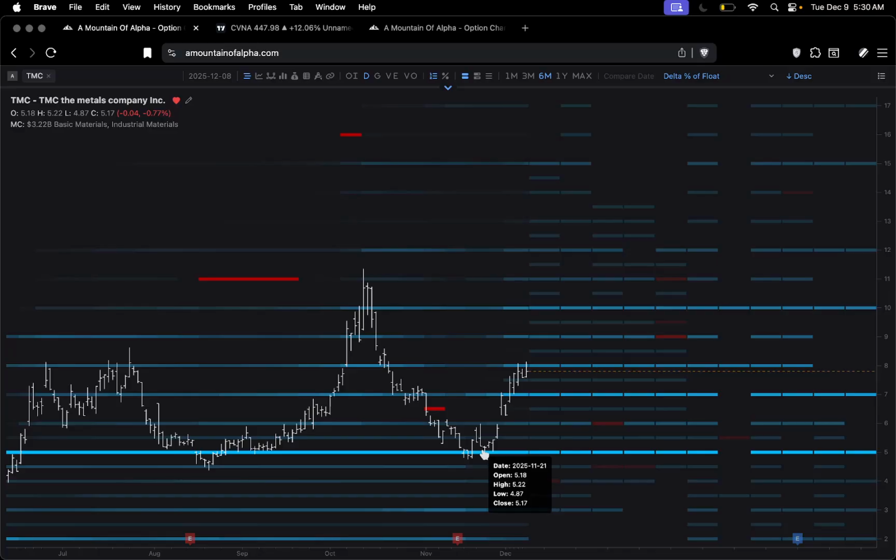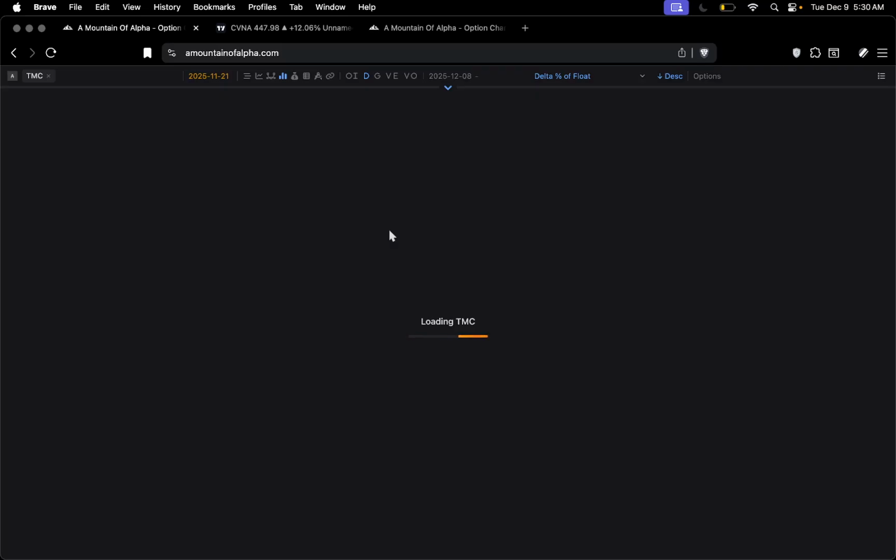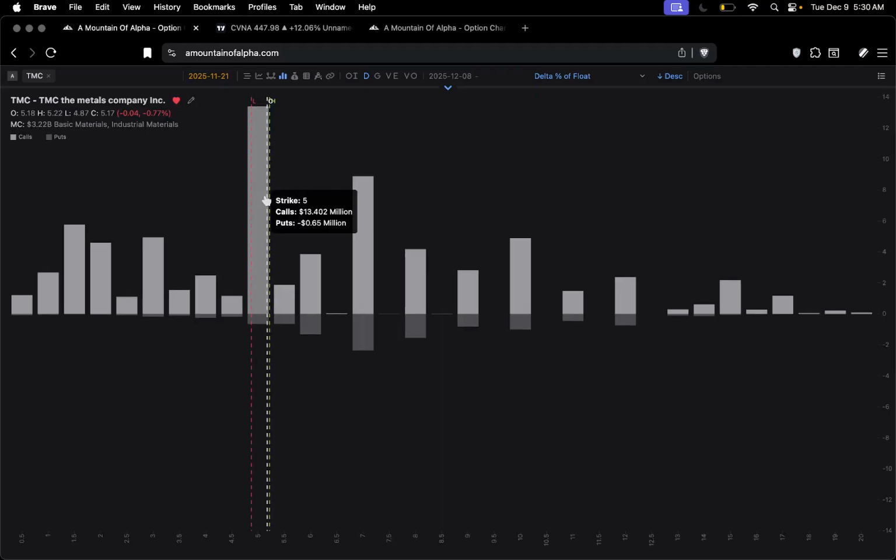Okay, delta. So now this is the delta view. Instead of open interest, it's showing delta. And you can see as support, delta is really good for support, maybe resistance. And you can confirm that this $5 has an incredible amount of delta. If you go to bars, you could probably see it. Here, see? 13.4 million in delta.